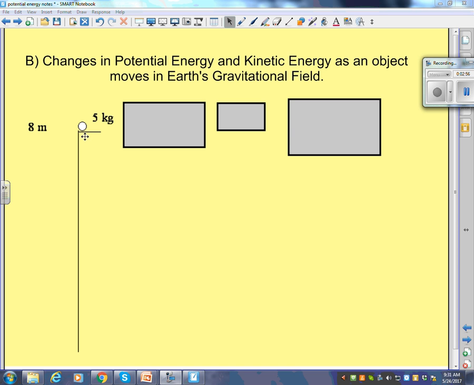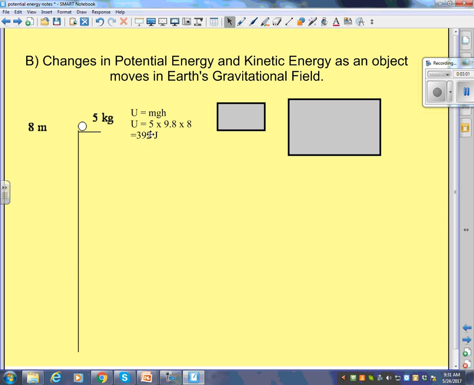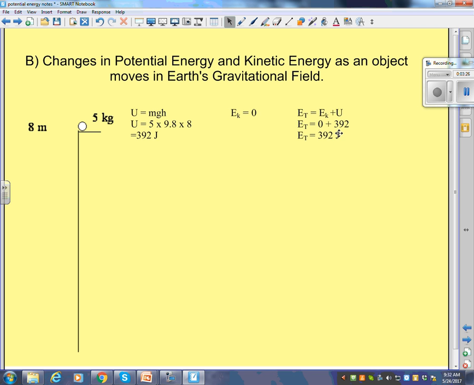Okay, so as this 5 kilogram object is dropped off an 8 meter high cliff, what happens? So right at the top, just watch, don't bother writing. At the top, what is the potential energy? 5 times 9.8 times 8. It has 392 joules of potential energy. How much kinetic energy does it have? 0. How come? It's not moving, it's just sitting there. What's the total energy? 392. ET, total energy: 0 kinetic plus 392 potential. Add them together, it has 392 joules of total energy.